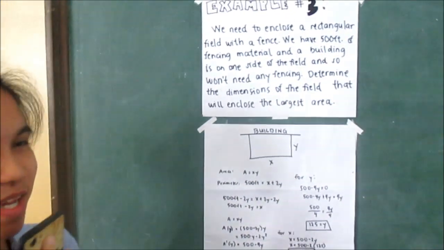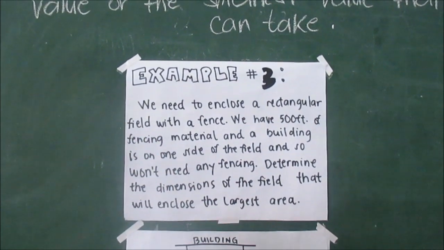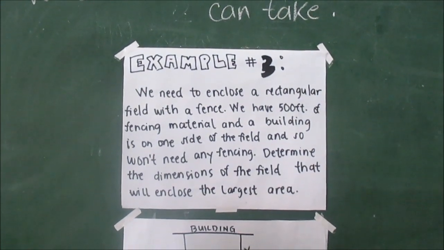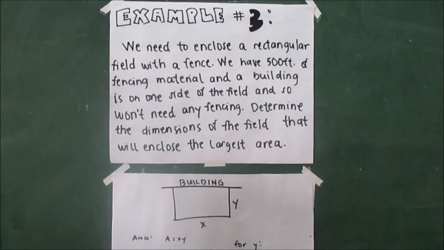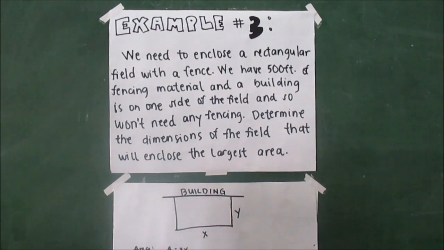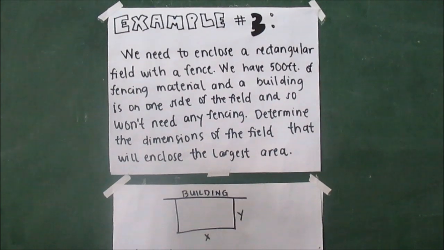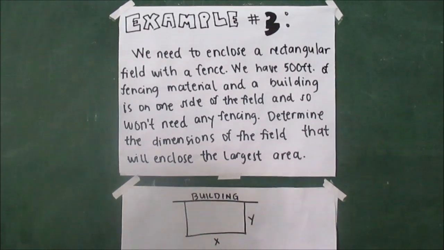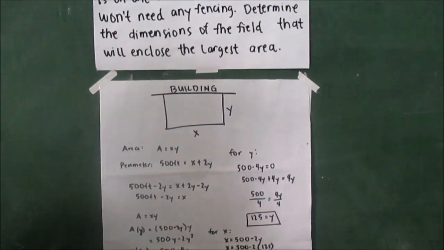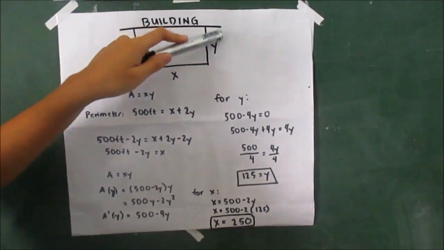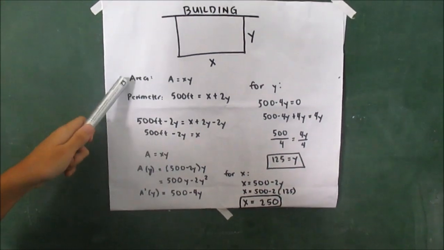Next is example number 3. We need to enclose a rectangular field with a fence. We have 500 feet of fencing material and a building is on one side of the field, and so won't need any fencing. Determine the dimensions of the field that will enclose the largest area. So now we have here an illustration for the building and for the fences. We have there the two equations for the area.